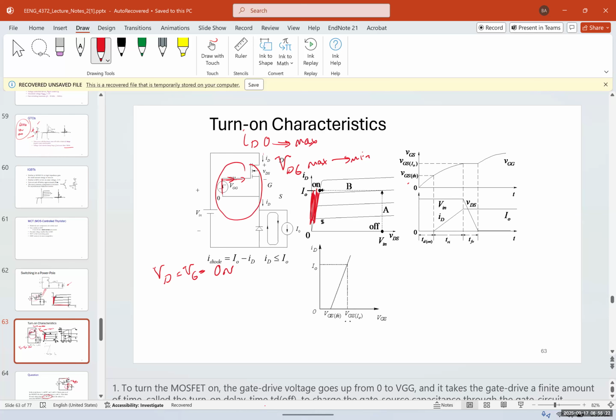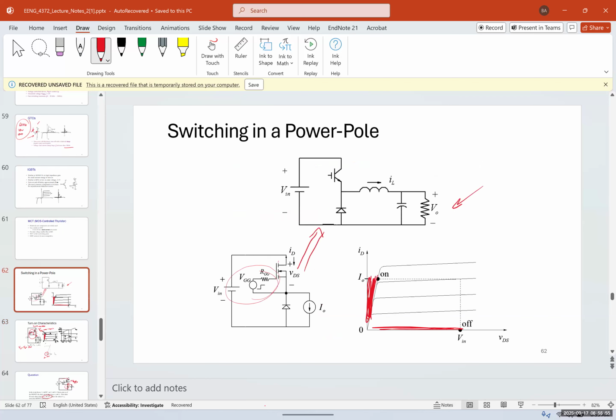Usually for the VGS, the gate source voltage, we need the threshold voltage, which is around 2 to 4 volts. It depends on the type of transistor as well. Some of them are lower, some of them are higher, depending on when we use them. I also added a note here so you can read it as well.